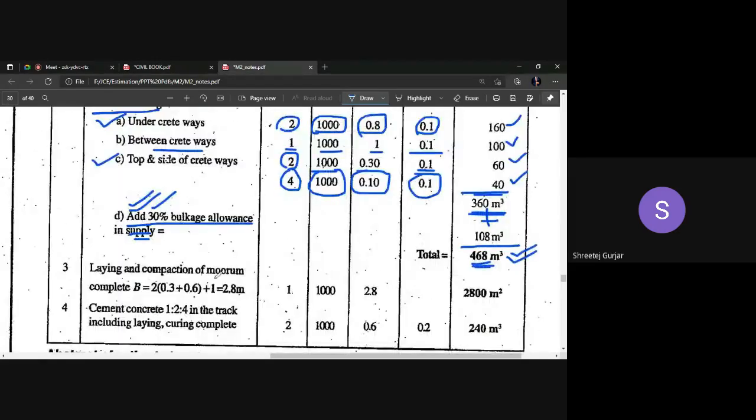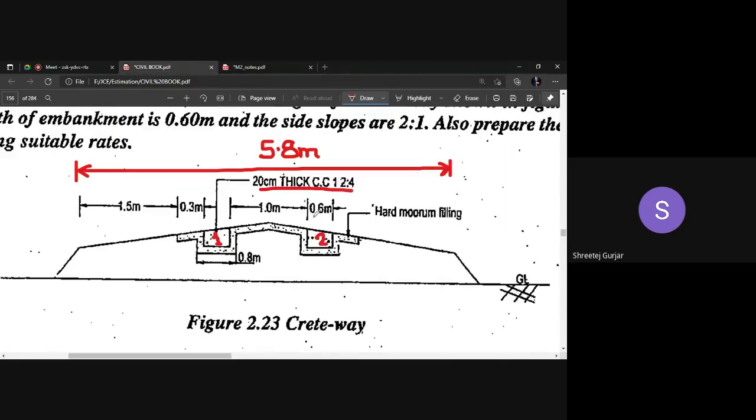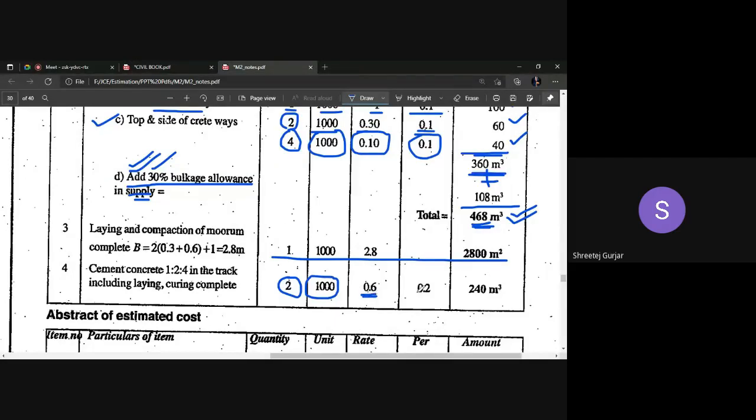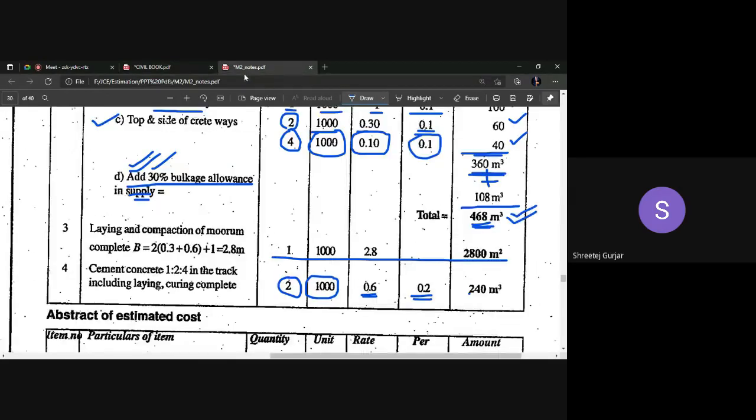Okay, so for laying we'll come back to it later. So cement concrete, 2 in number, and 1000 is the length of your road. 0.6 is the width, you can see the width of 0.6 here, and the thickness they have taken as 0.2. This height of 0.2 is missing, so they have assumed it, but this will be given in our exam. Such dimensions will not be missing in the exam. So 240 meter cube is for cement concrete.